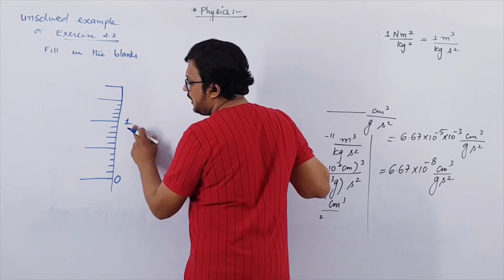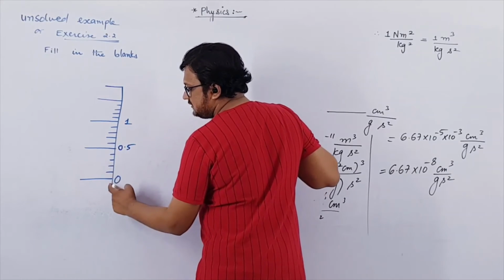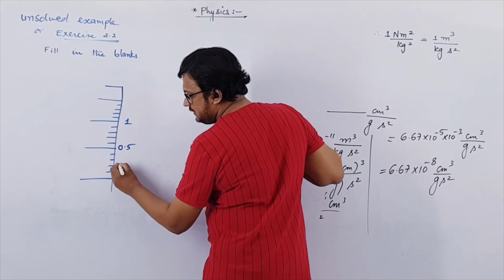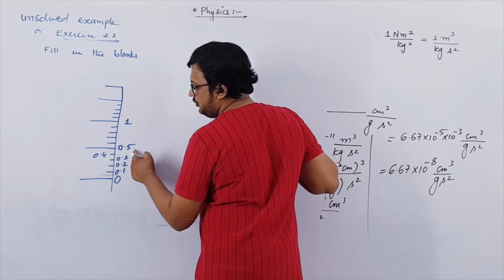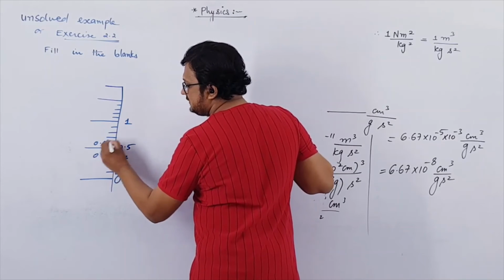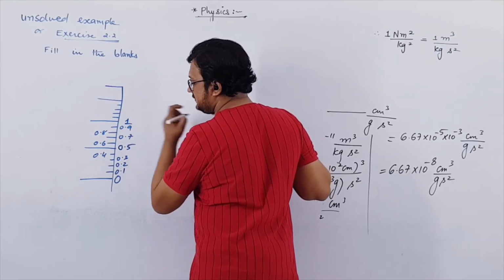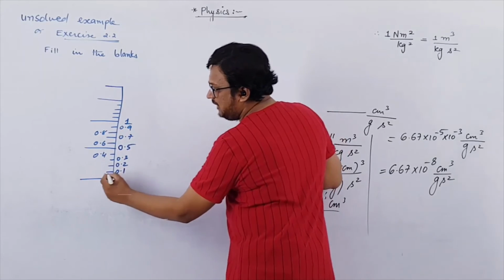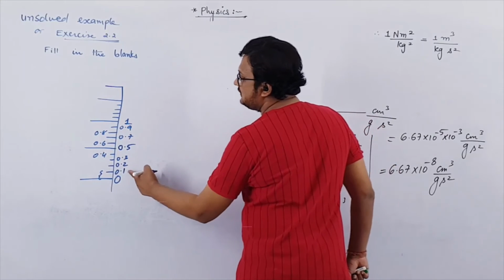If you count, this will be your 0.5. So you can say that 0, 0.1, 0.2, this is 0.3, this is 0.4, 0.5, 0.6, 0.7, 0.8, 0.9, and this is 1, right? So you can see that the minimum measurement which a scale can measure is 0.1 centimeter.